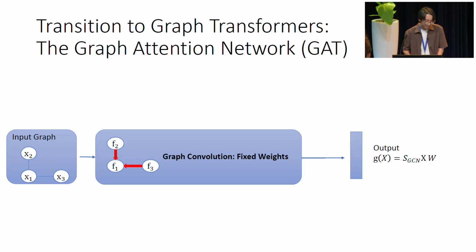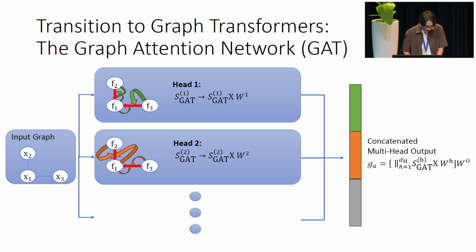Then we transition to graph transformers, the graph attention network. For graph convolution, the aggregation weights are essentially fixed by the graph structure, but a graph attention network instead learns attention weights between connected nodes. So different neighbors can contribute differently depending on their representations. In practice, GAT also uses multiple attention heads. As shown here, different heads compute different attention scores on the same graph, and their outputs are then combined.